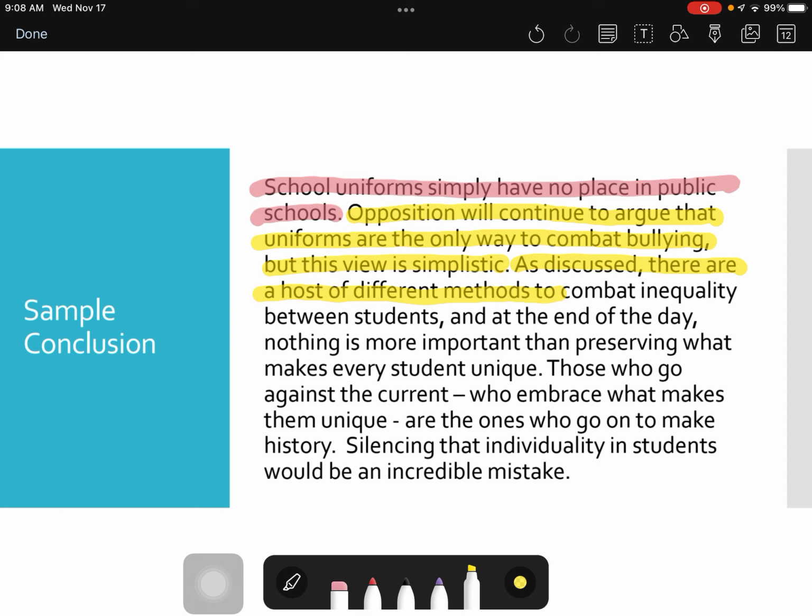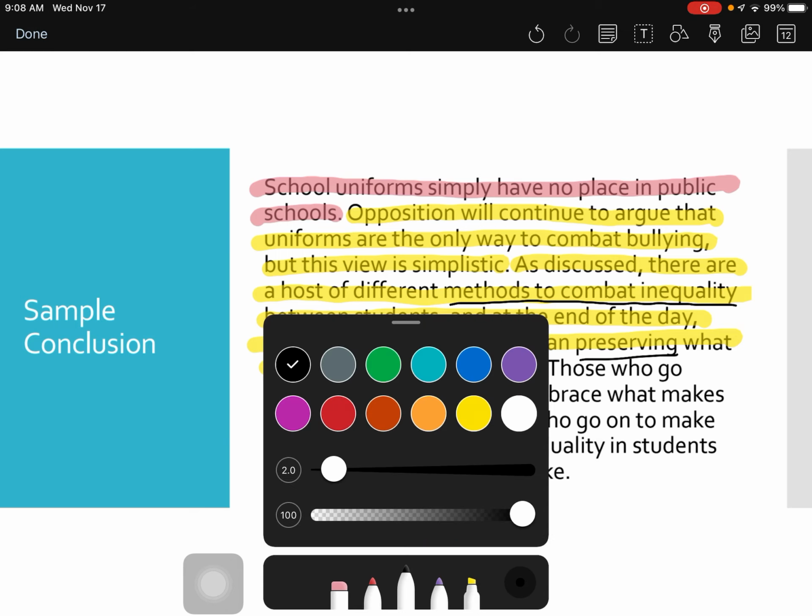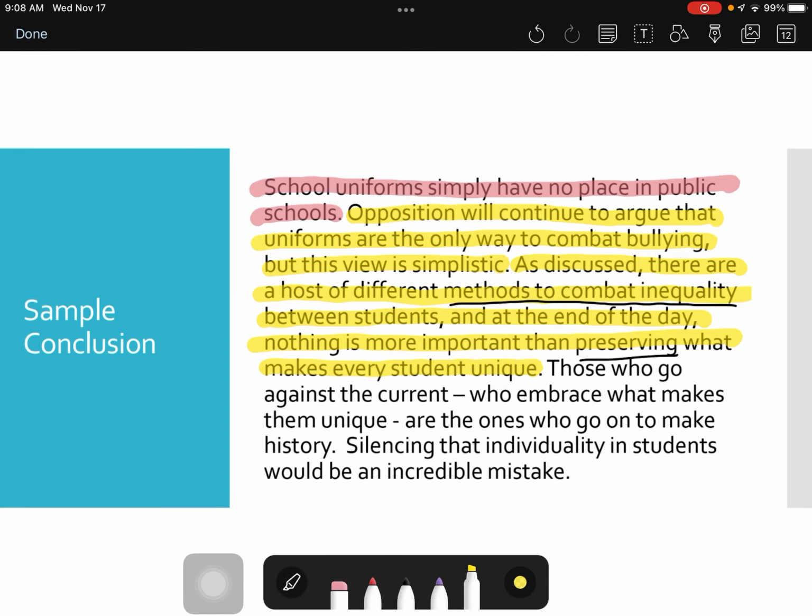As discussed, there are a host of different methods to combat inequality between students, and at the end of the day, nothing is more important than preserving what makes every student unique. Again, I'm kind of reviewing the arguments I could have made in this paper, such as this one right here. We need to preserve individuality, kind of countering this idea that uniforms are the only way to fight bullying. Like I said, just recapping the main ideas that would have appeared in the body paragraphs of this essay.